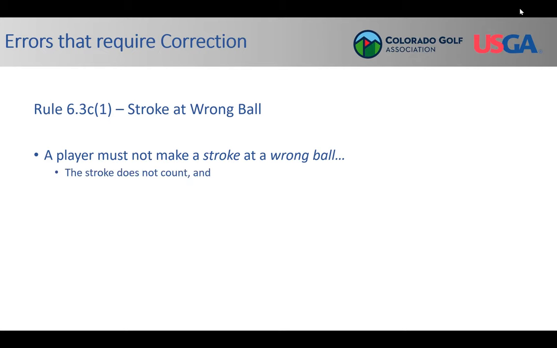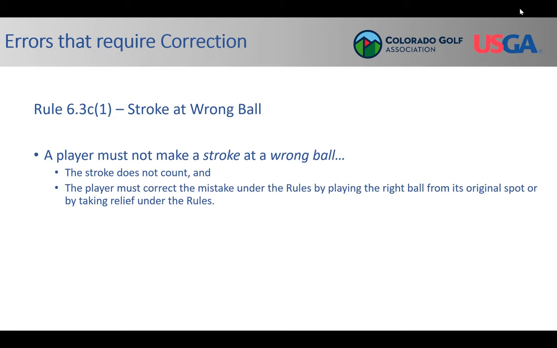So we can't make a stroke at a wrong ball. If we do, thankfully, the stroke we make at that wrong ball doesn't count in our score. We have to correct that mistake under the rules by playing the right ball from its original spot, or, for some reason, take relief to get another ball into play that is our ball. Playing that wrong ball comes with the general penalty. This doesn't require correction in match play, because as soon as you play the wrong ball in match play, the hole's over. You lost the hole. Move on, go to the next hole. No correction required. But in stroke play, the stroke's not going to count, but we are going to apply that two-stroke penalty to our score and then make that correction by playing the right ball.